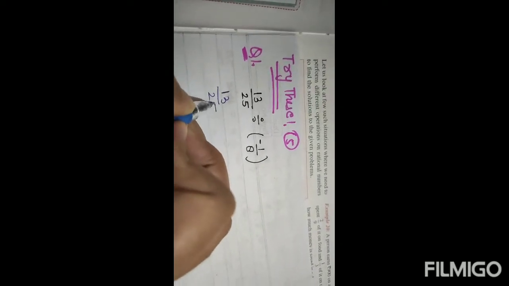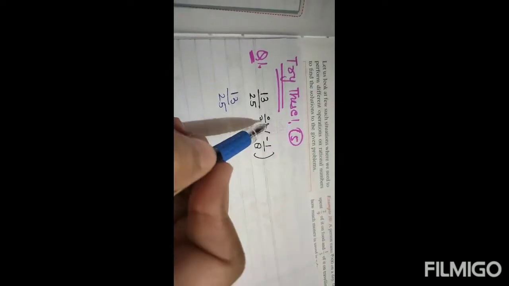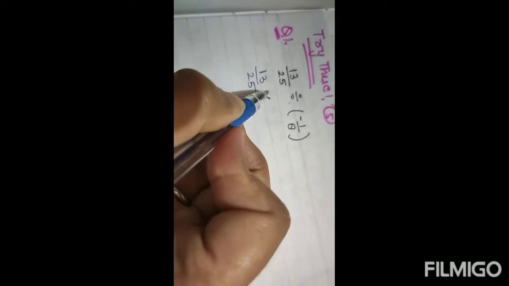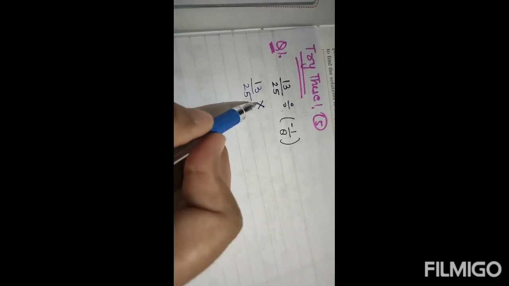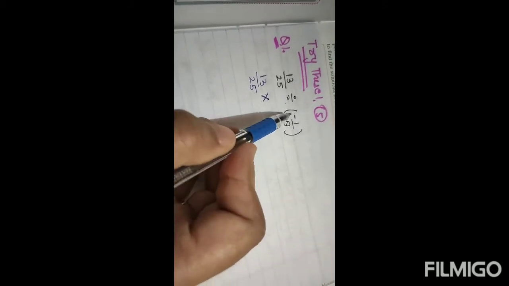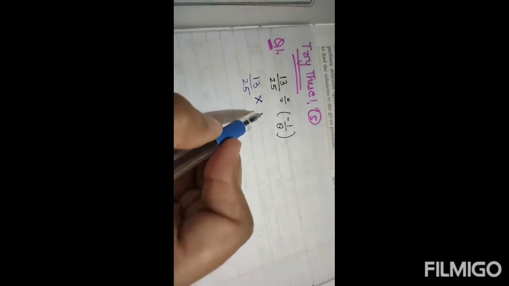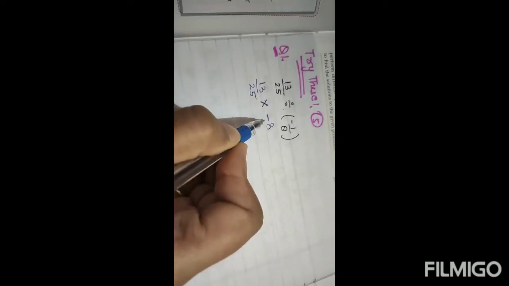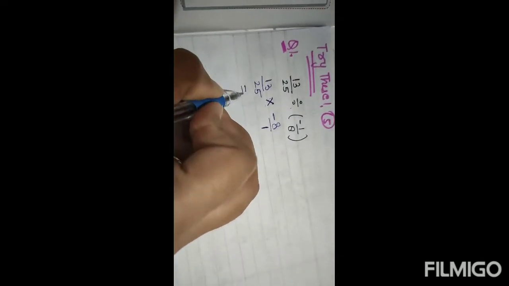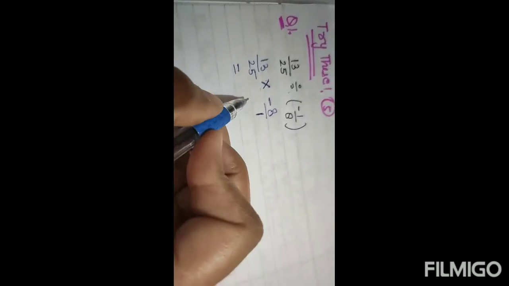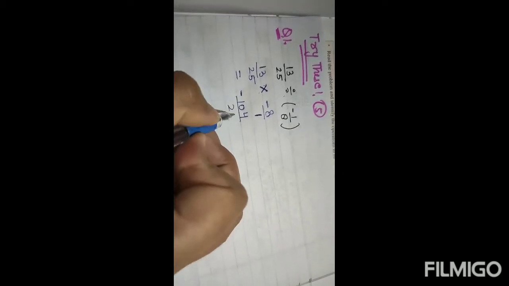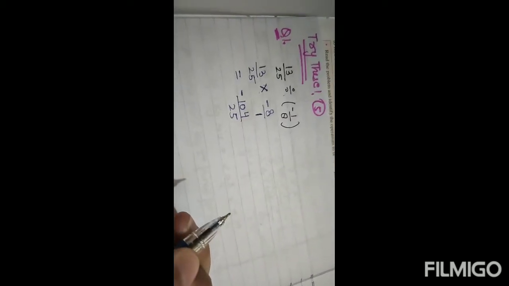13 by 25 you will write as it is. So we have to change this division into multiplication. This division sign will change into multiplication, but this is only possible if this number is written in its reciprocal form, that is minus 8 by 1. Getting it? So now 13 multiply minus 8 will become minus 104 divided by 25. So this is the answer.